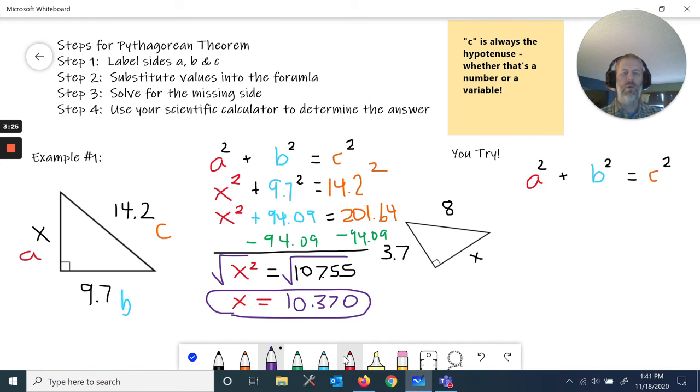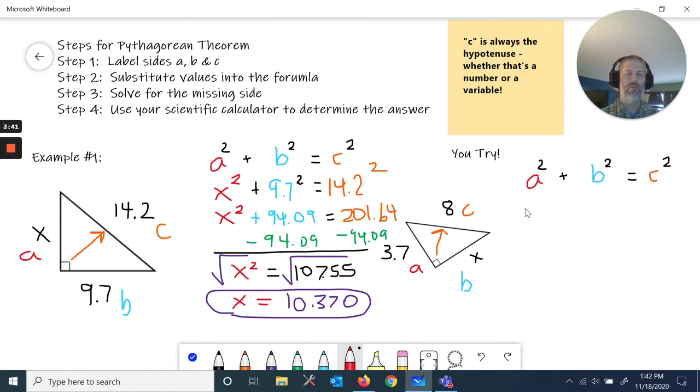Okay, hopefully that went well for you. So we're going to label. I'll label 3.7 as my A. Remember, the A and the B can switch. It doesn't matter which goes where. What really matters is this C has to be across from the 90. Okay, I forgot to label over there, so we'll do that now.